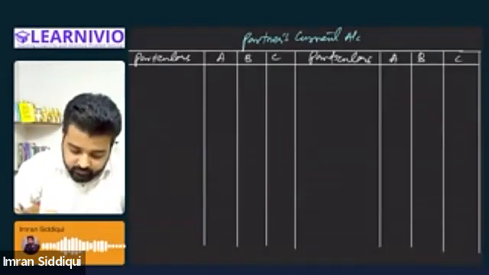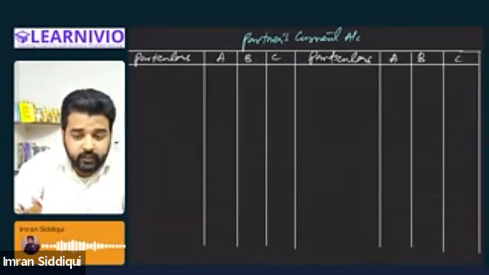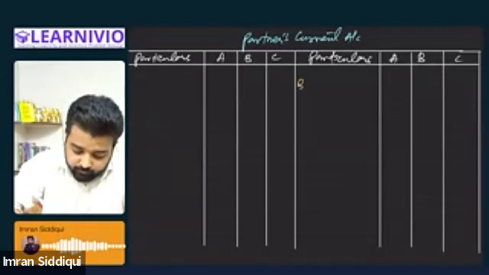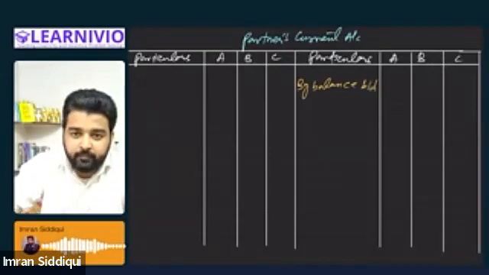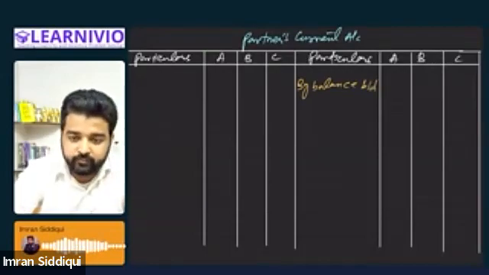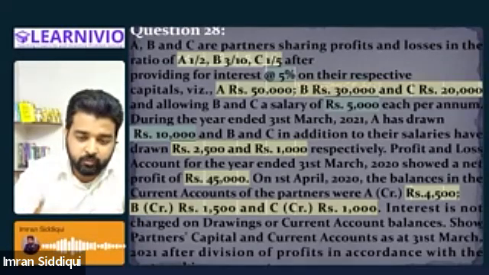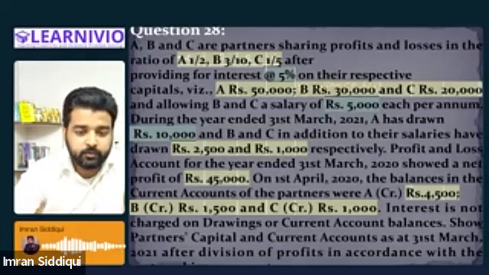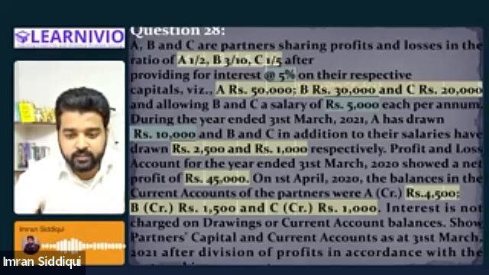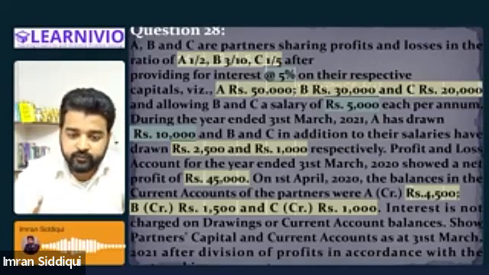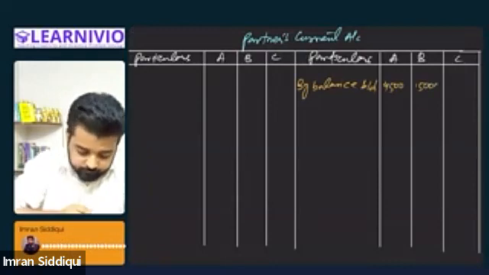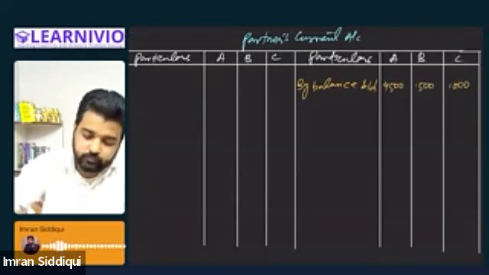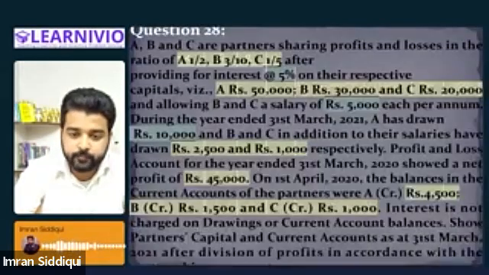The first thing that we need to write in the partner's current account, if it is given in the question, right? Remember that. If it is given in the question, only then we'll write down the balance B/D. This is different from the capital balance, right? This is current account balance. So current account balance will only be written in this format if it is given in the question. Like in this question, question number 28, opening balance of the current account is given. It says A's current account balance was 4,500, B's 1,500, and C's was 1,000. This was the opening balance of the current account.